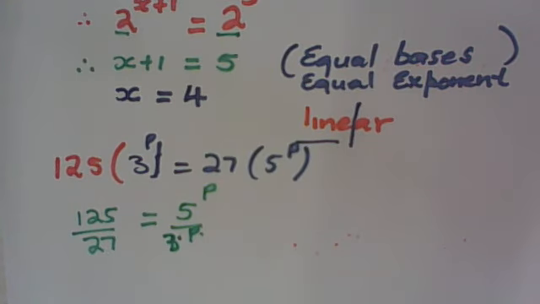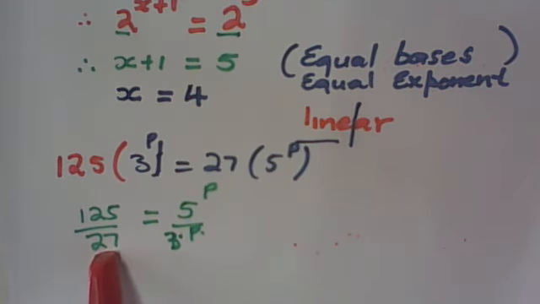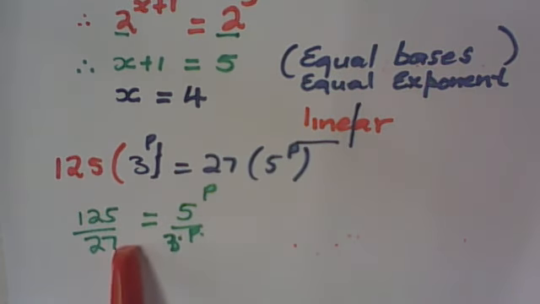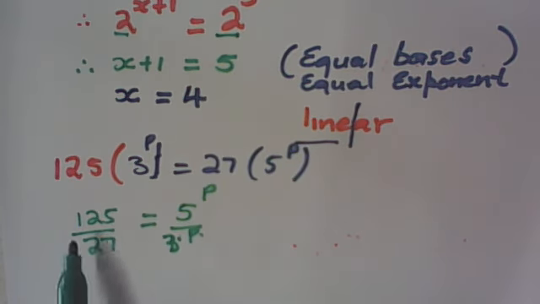Now, what do you realize? What is 27? What type of number is this? Is 27 a square? Nope. Is it a cube? Yes. 125, is it a square? Nope. Is it a cube? Yes. So this is a cube. What do we do? Find the cube root.